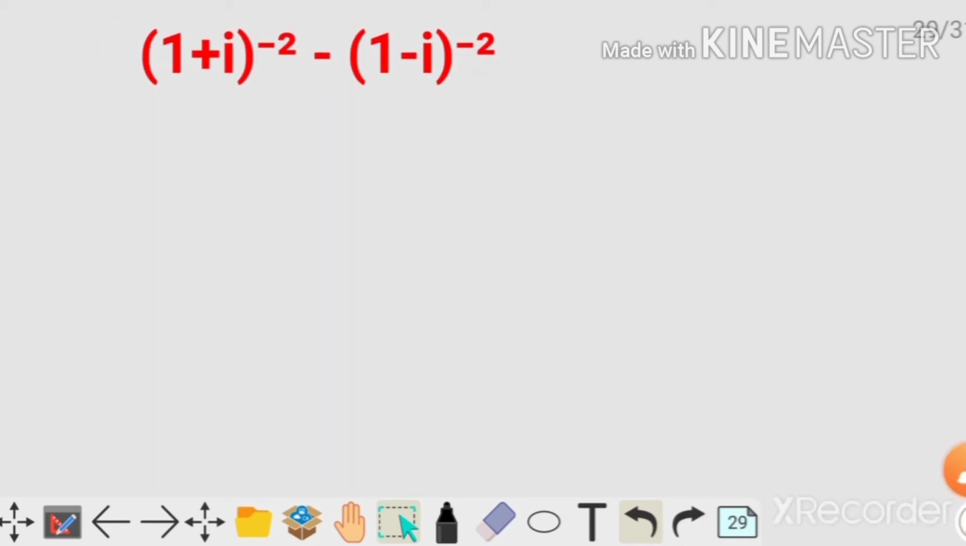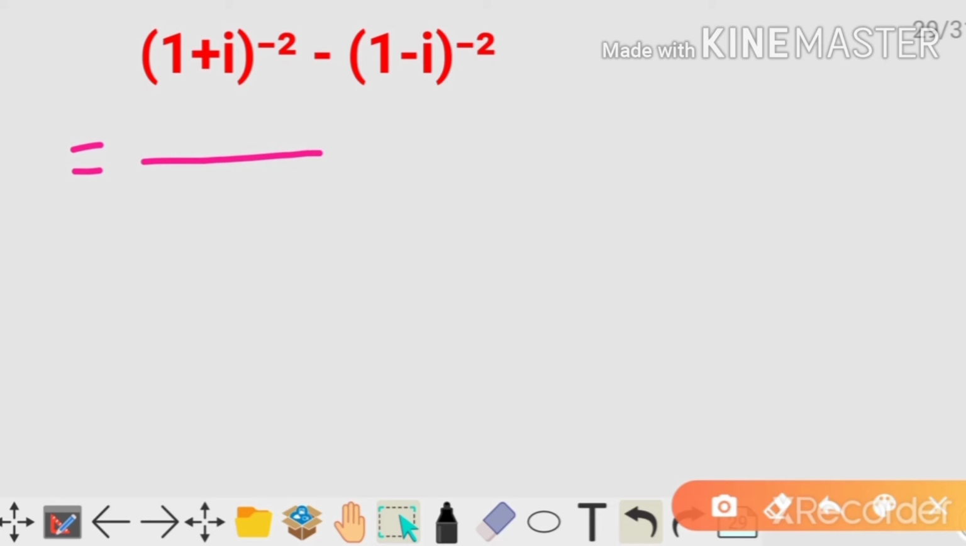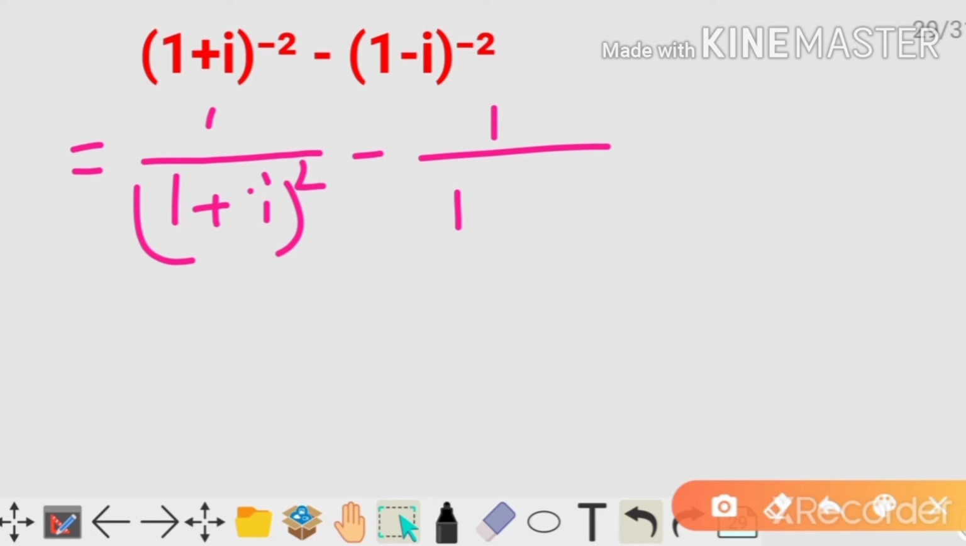So this is our next question. Now we are going to solve this. So for this, there is to the power minus 1. That means 1 by 1 plus i. Okay, and this one is also 1 plus i its whole square, and it's 1 minus i its whole square, right?